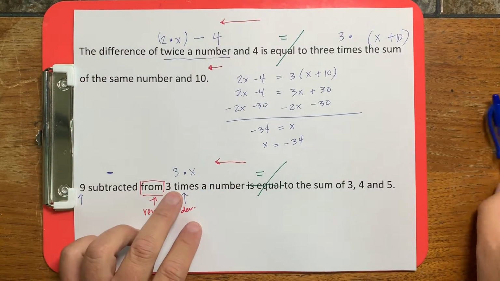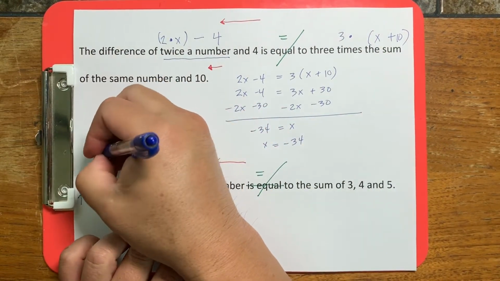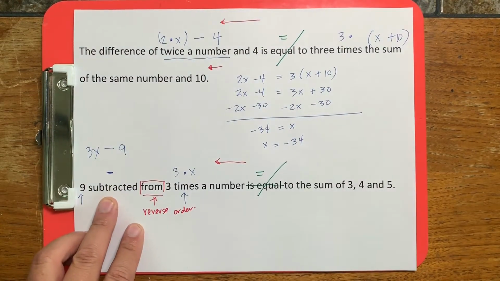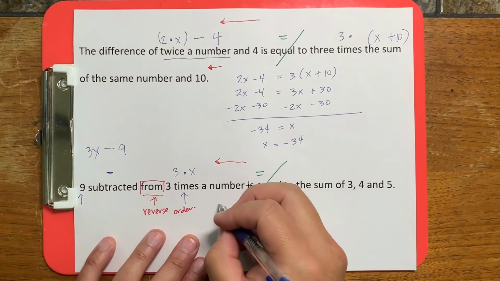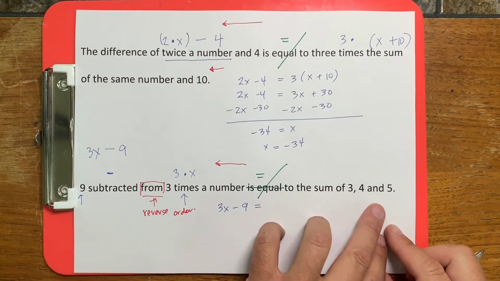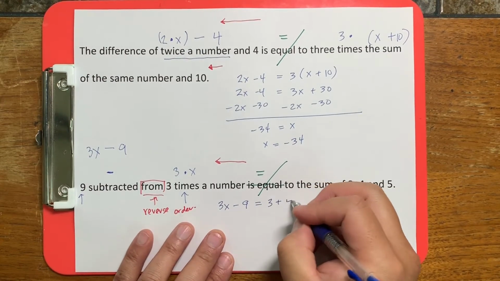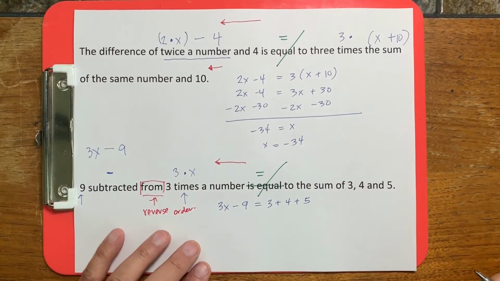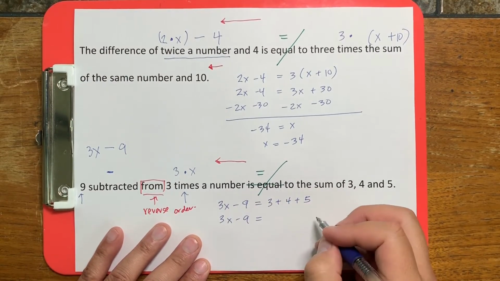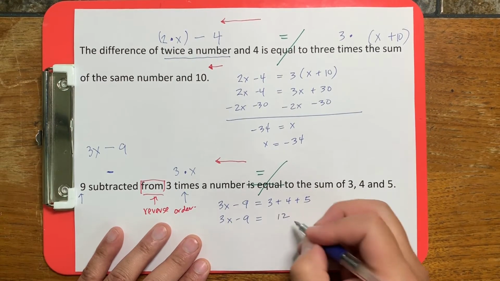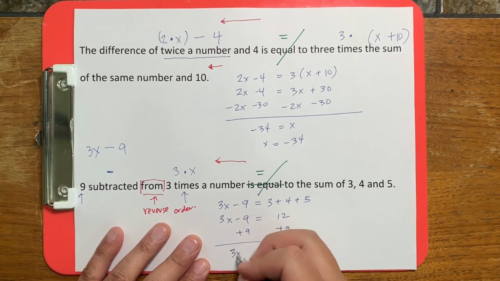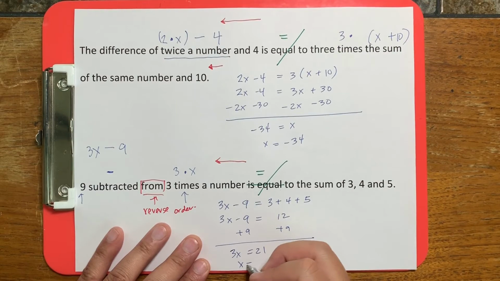Meaning that this 3 times the number comes first, and then we subtract 9. Okay, so we have 3x minus 9 is equal to, and then we're going to sum 3, 4, 5. 3 plus 4 plus 5. So now I have 3x minus 9 is equal to 7 plus 5, which is 12. Then I'm going to add 9 to both sides. 3x is equal to 21. x is equal to 7.